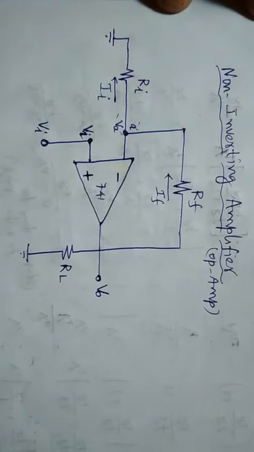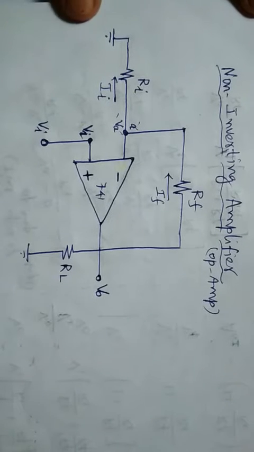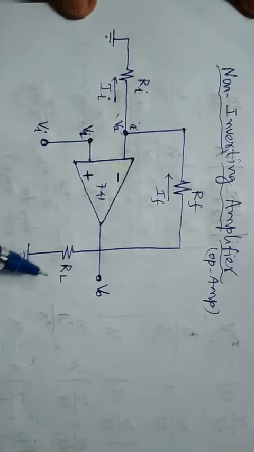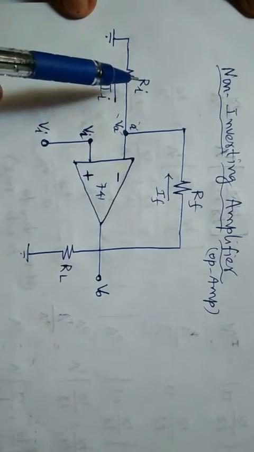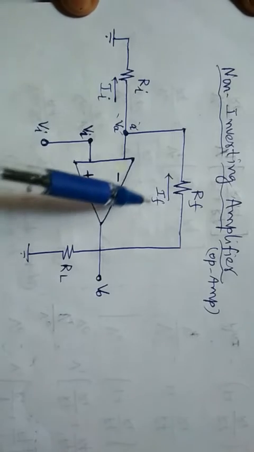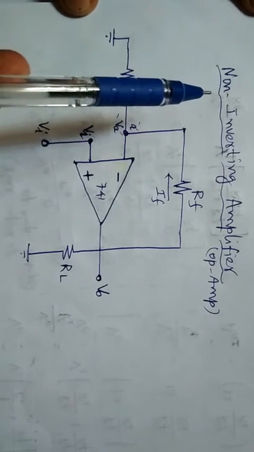Hello viewers, now we are going to see the operation of a non-inverting amplifier using an operational amplifier. Here the circuit has an operational amplifier 741 IC, load resistor RL, input resistor RI and feedback resistor RF. It is a very simple circuit.